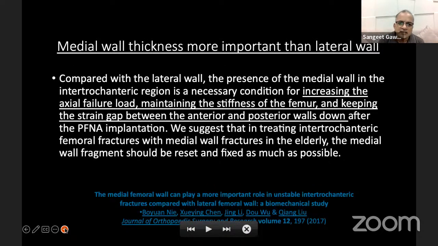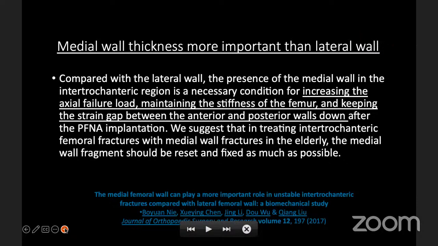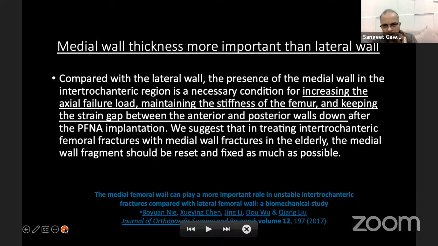And the reason is, compared with the lateral wall, the presence of the medial wall in the intertrochanteric region is a necessary condition for increasing the axial failure load, maintaining the stiffness of the femur, and keeping the strain gap between the anterior and the posterior down after you're done with implantation. So two important structures in the cross section of the intertrochanteric area are the anterior and the medial wall.